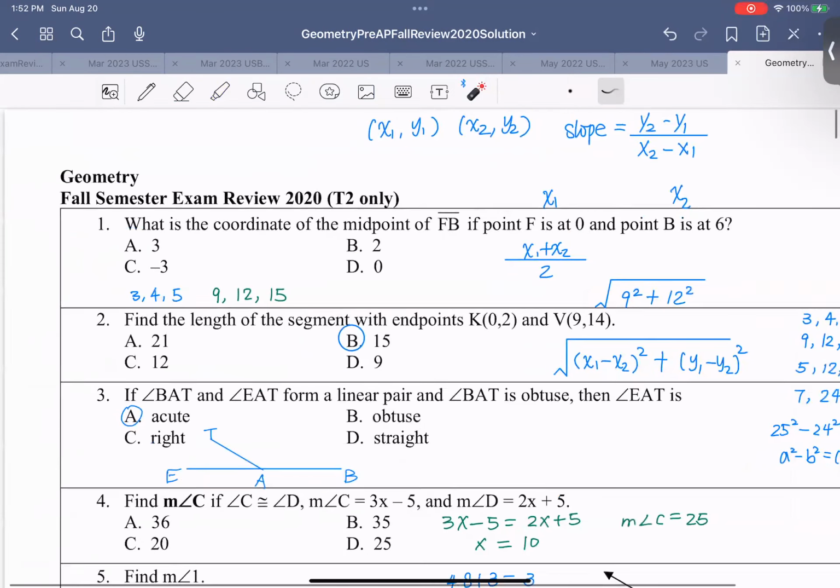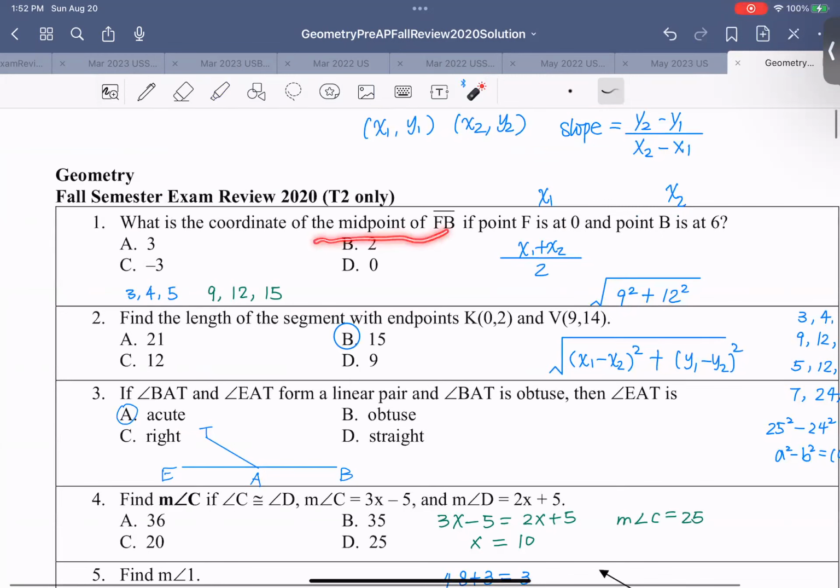They ask you, what is the midpoint of this? If F is 0, B is 6. And you might wonder, where is the y value? Don't worry. This is 1D only, so they can only ask you about these two points' midpoint. So what do you do? How do you calculate the midpoint between 0 and 6?